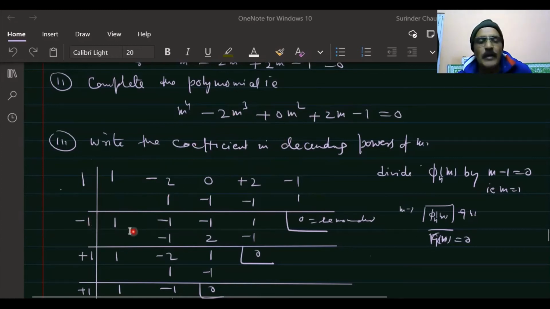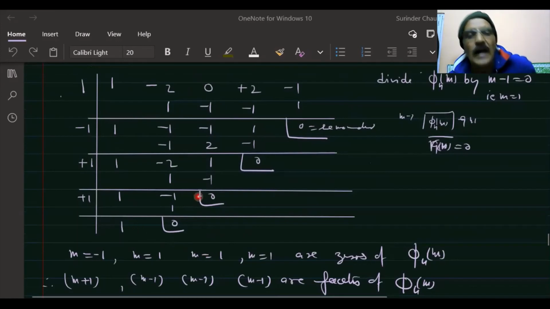So again, we divide the quotient by minus 1. Minus 1, minus 1. First quotient is minus 1 into 1, minus 1. Minus 2, minus 2 into 1, minus 2. Minus 2 plus 1, 1. 1 into 1 minus 1, minus 1. Minus 1 plus 1, 0. Immediately 0.